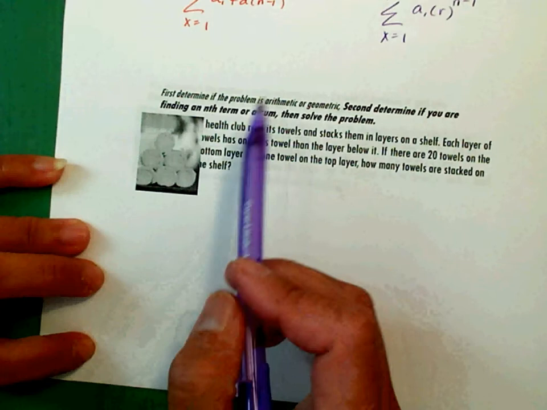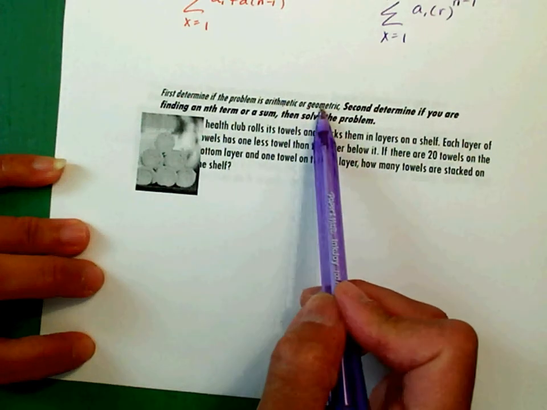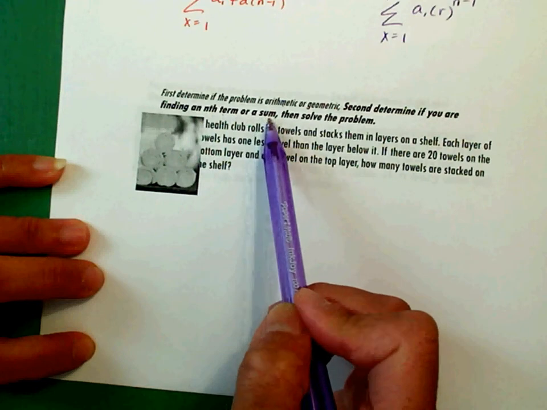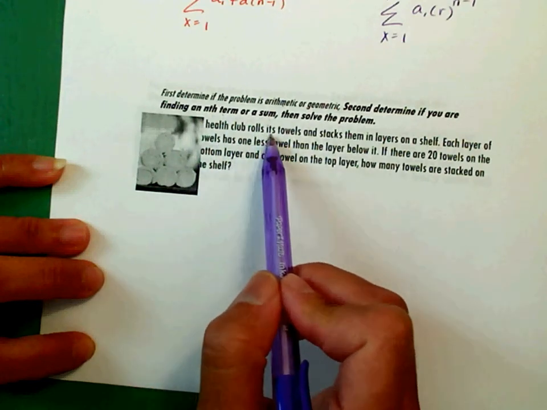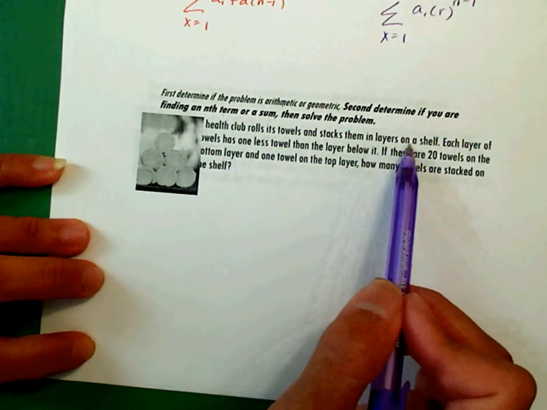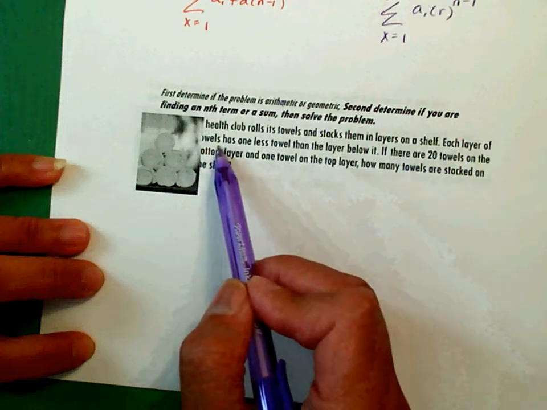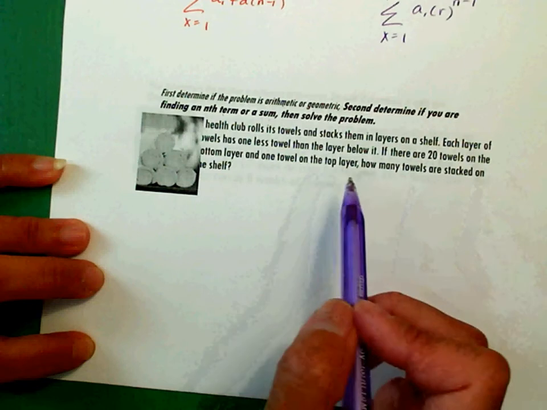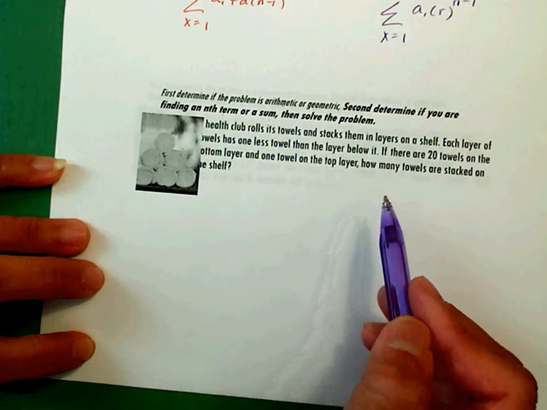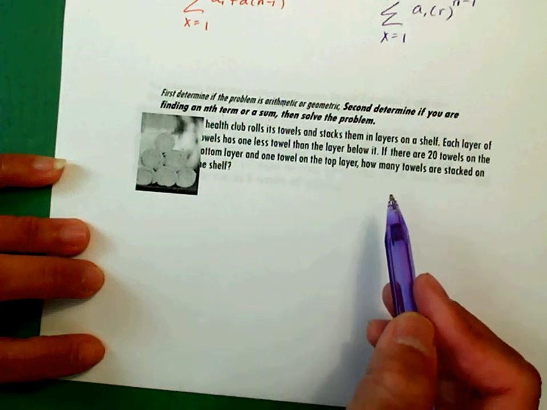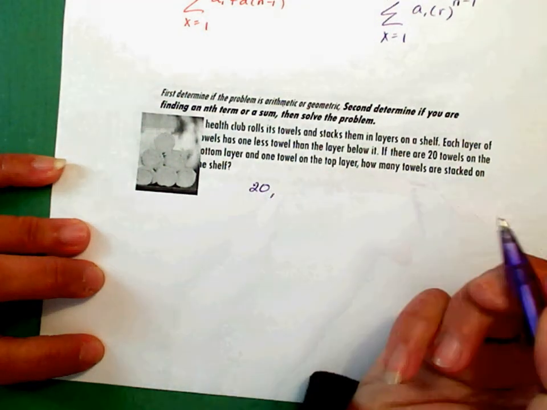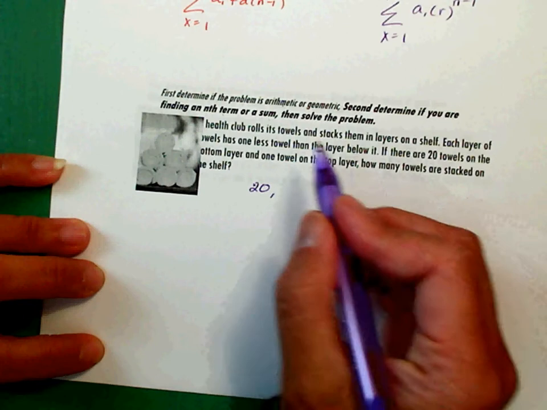Determine if it's arithmetic or geometric, then determine if you're looking for a term or a sum. A health club rolls its towels and stacks them in layers on a shelf. Each layer of towels has one less towel than the one below it. If there are 20 towels on the bottom layer and one towel on the top layer, how many towels are stacked on the shelf? All righty, so you start off with 20. It always helps to write the numbers. You have one less towel.